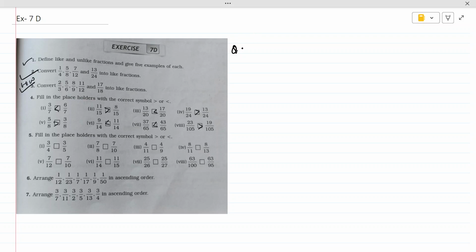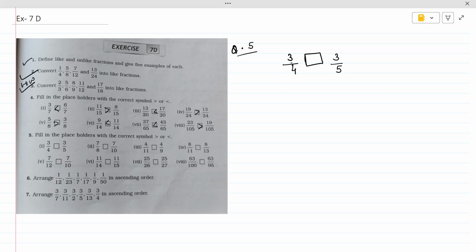Next, coming to question number 5, we have which one is greater, 3 by 4 or 3 by 5. So kids, here also see one thing: if we have the numerator same, then in that case we do not have to find the LCM. If the numerator is same, then the fraction which has the greater denominator will be smaller.